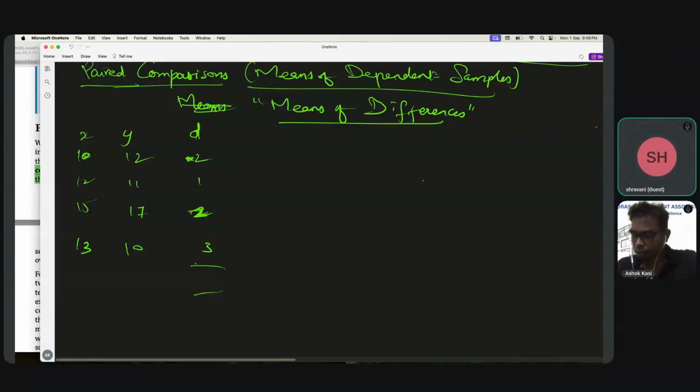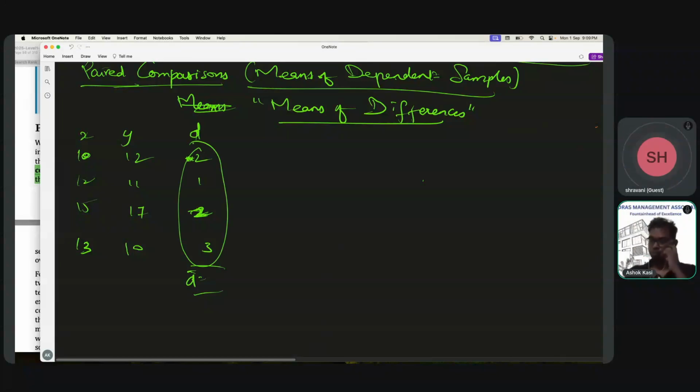Now you take D bar. D bar is equal to what? Just calculate the average of these numbers. 2 plus 1 plus 2 plus 3. So this is D bar.